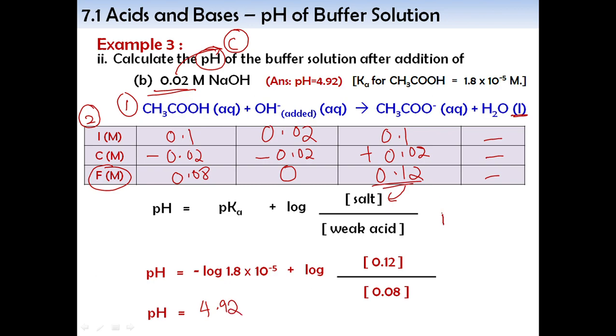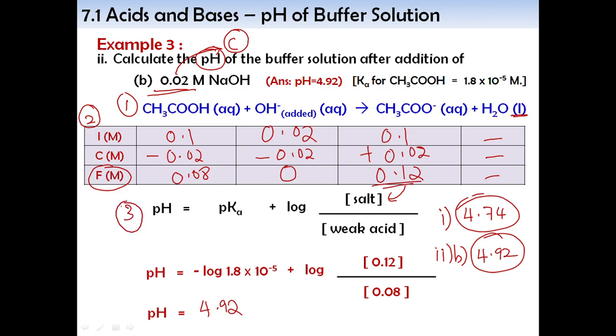So, previously in question 1, we know that the original pH is 4.74. Now, after we add a small amount of NaOH, it becomes 4.92. Again, not much affected. So, that's why the pH of a buffer solution is maintained, because the OH minus is consumed. Okay? Can? So, hopefully you see the steps. First step, equation. Second step is the table. And third step, find the new pH. So, settle for example 3.